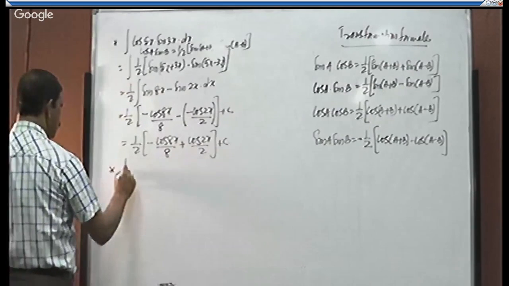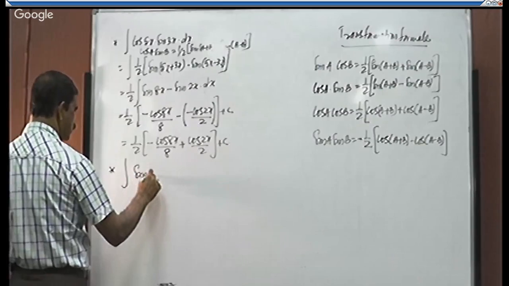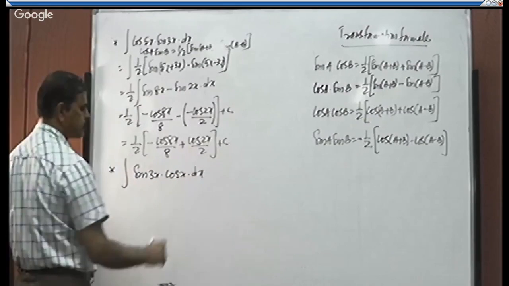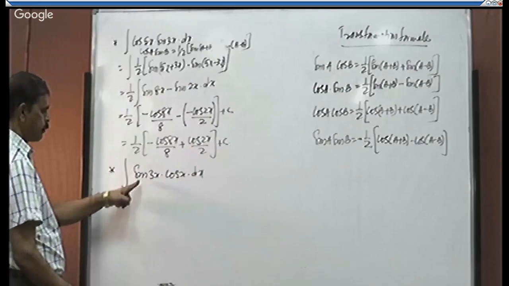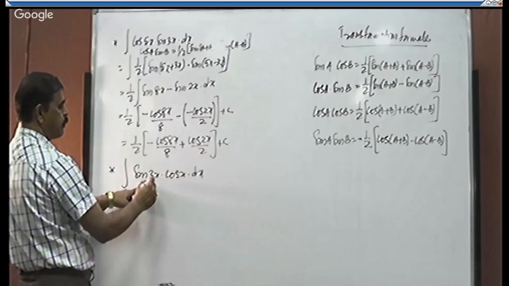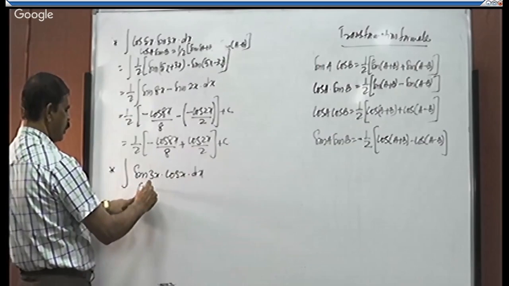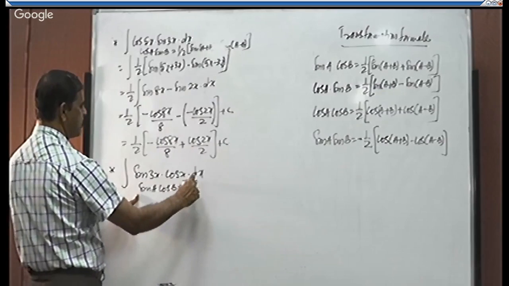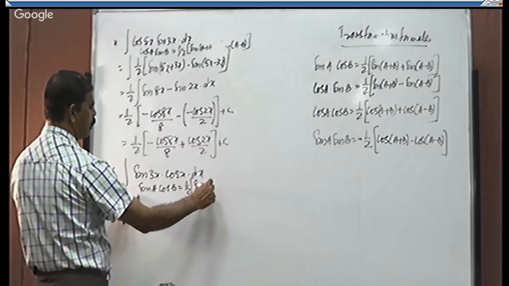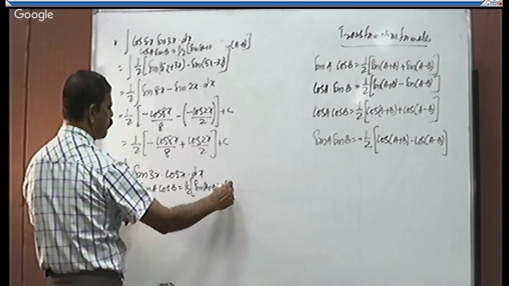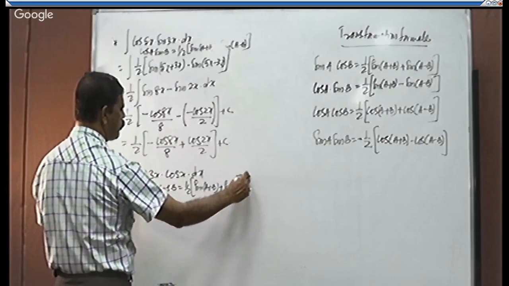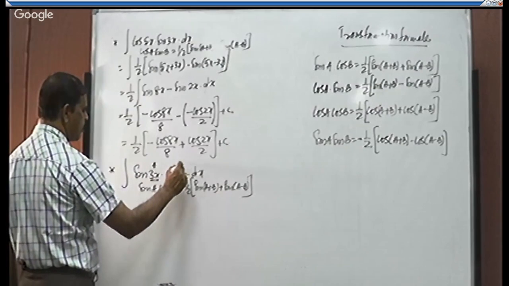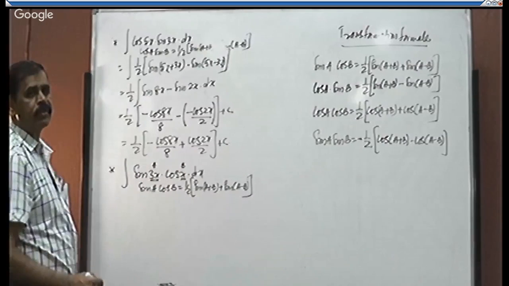Take the next one, integration of sine 3x into cos x dx. This is of what form? Check, this is the first one, right? Sine A cos B is equal to 1 by 2 into sine of A plus B plus sine of A minus B. What is A? What is B? B is only x, A is 3x.